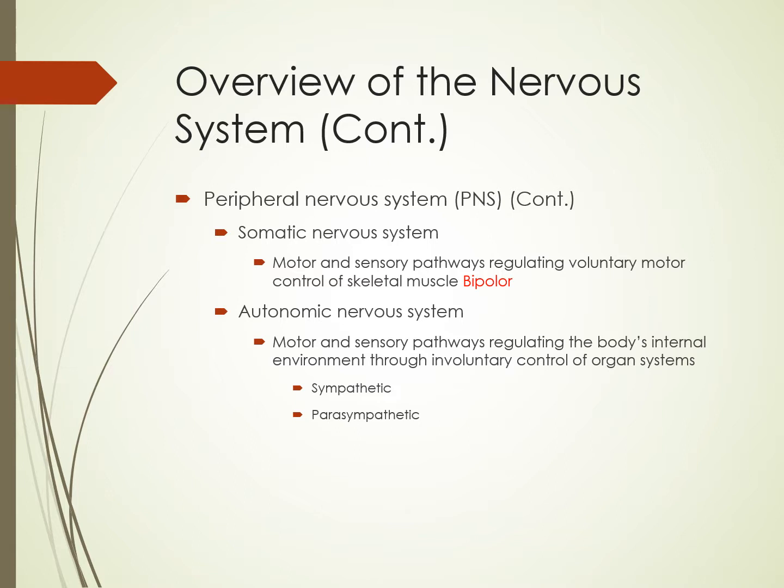Okay, so the peripheral nervous system includes the somatic nervous system, and motor and sensory pathways regulate voluntary motor control of skeletal muscles. It's bipolar. And the autonomic nervous system. We're very familiar with that. The sympathetic and the parasympathetic nervous system, that nervous system that promotes the fight or flight.